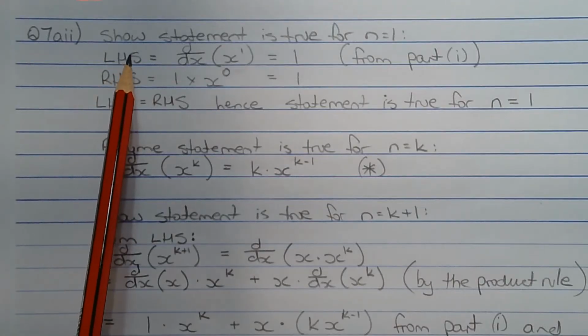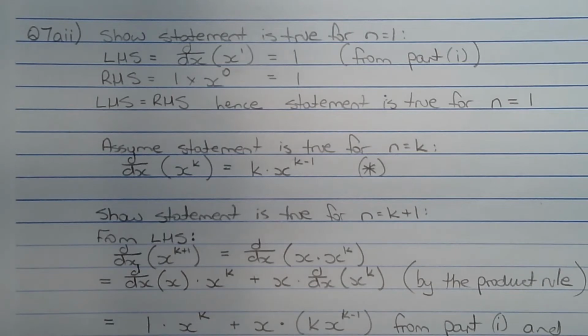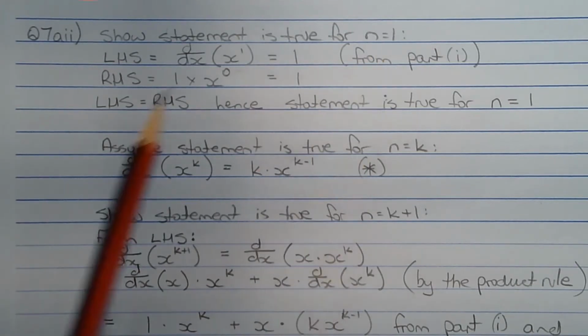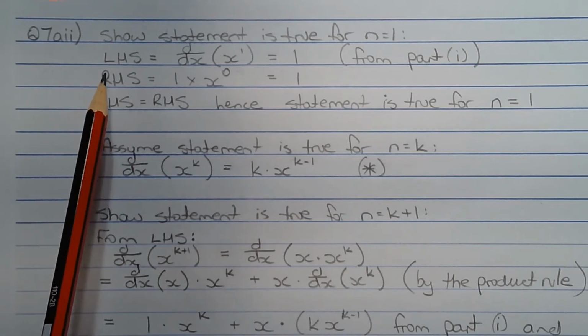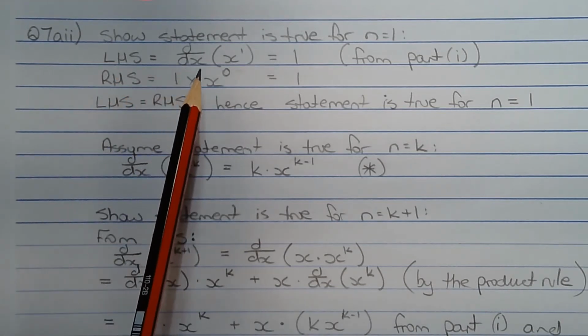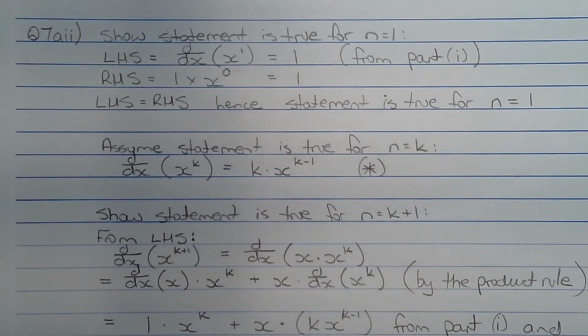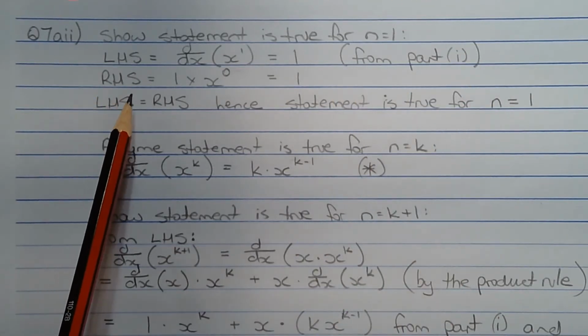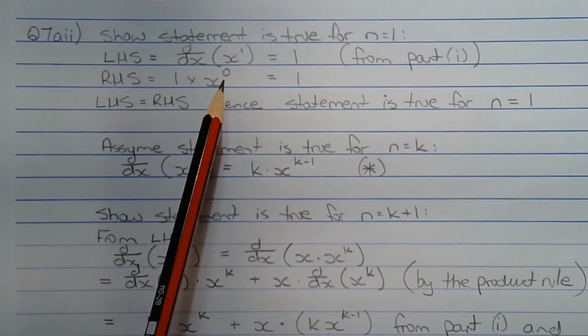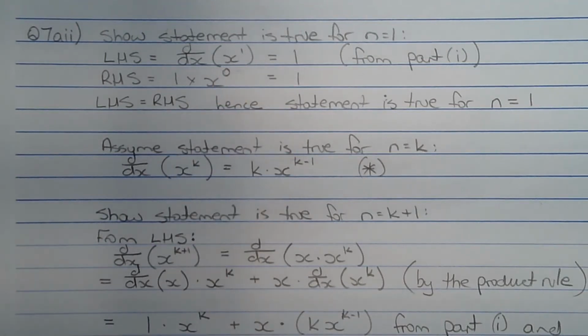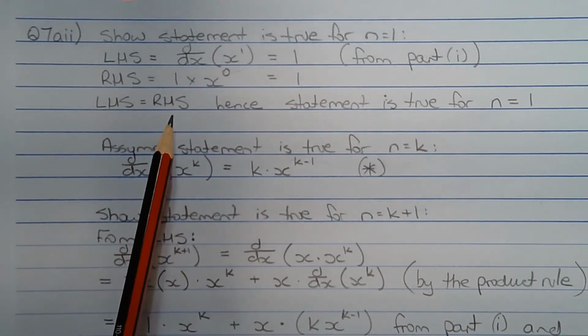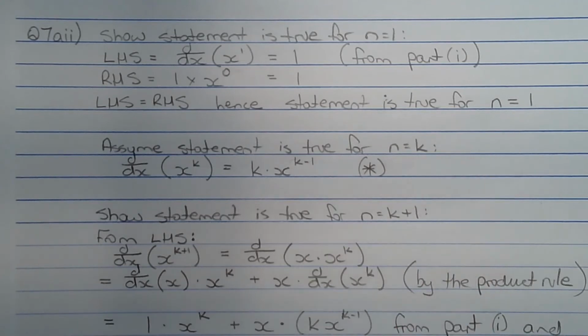The first step is to show the statement is true for some value of n, and in this case, the smallest value of n that we can test is n equals 1. Now the left-hand side of the statement is equal to the first derivative of x to the power of 1, which equals 1, and this was proven in part 1. And the right-hand side of the statement is equal to 1 times x to the power of 0, which also equals 1. Now the left-hand side equals the right-hand side, hence the statement is true for n equals 1.